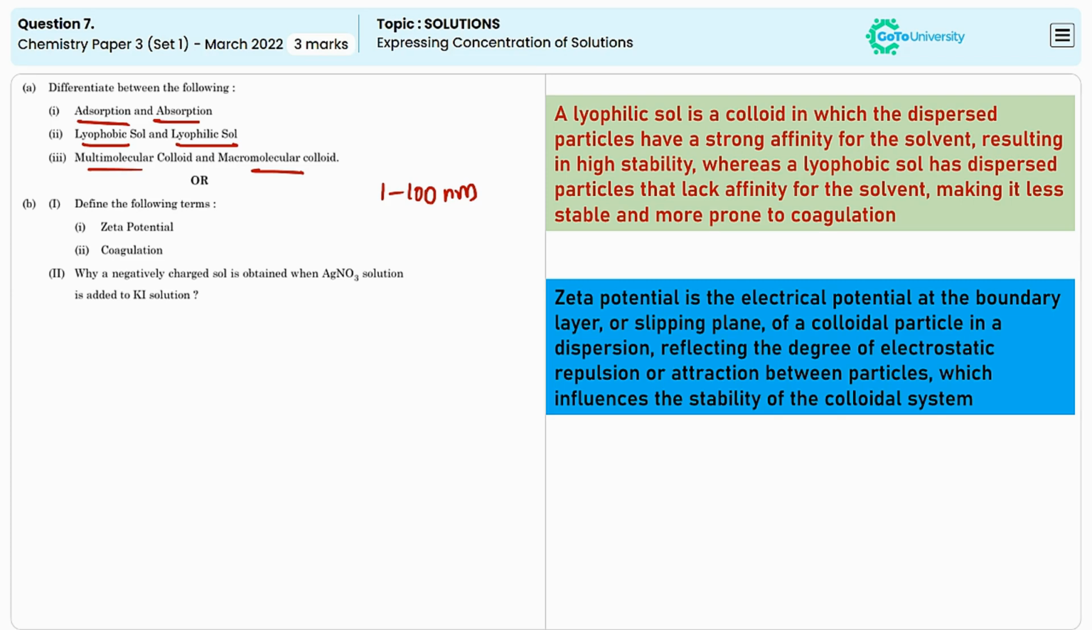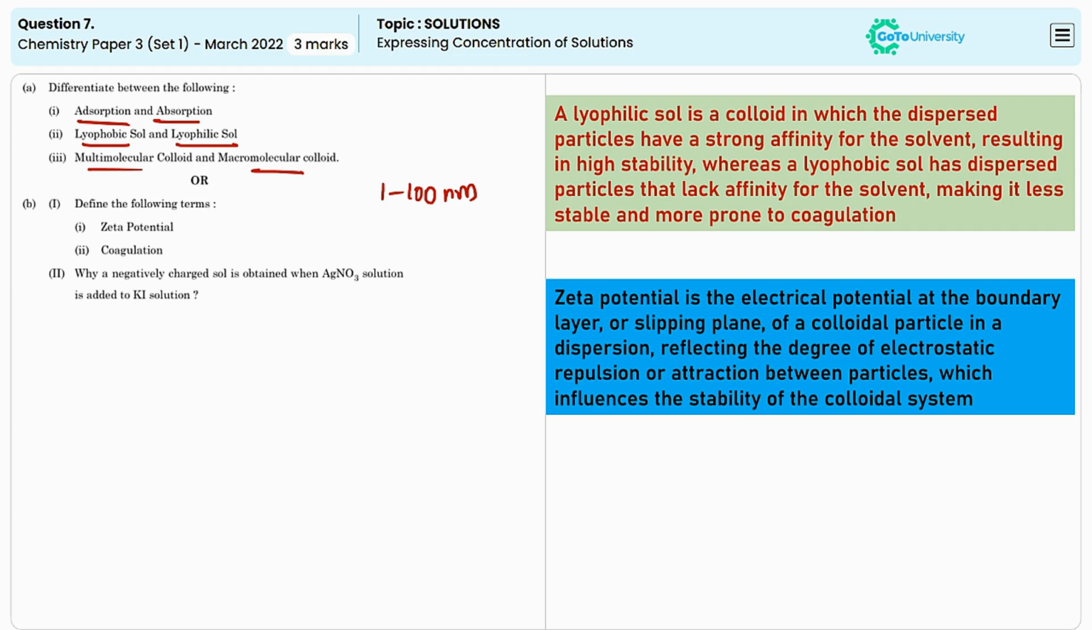Whereas macromolecular colloids consist of large macromolecules or polymers which themselves form the colloidal particles. The particles are large single macromolecules or polymers that can be several nanometers to micrometers in size.